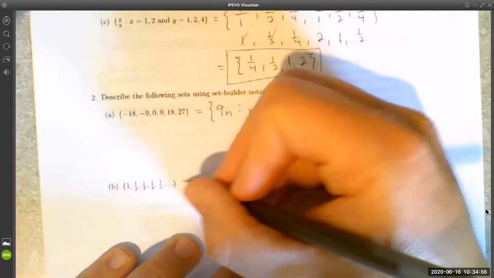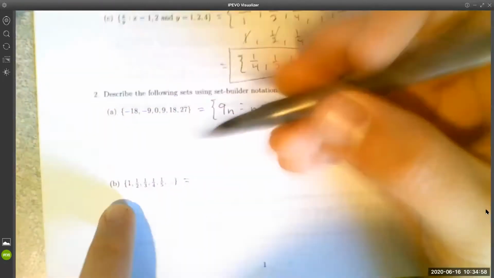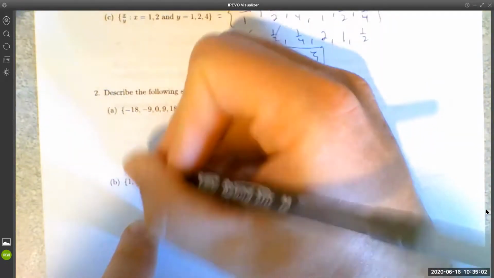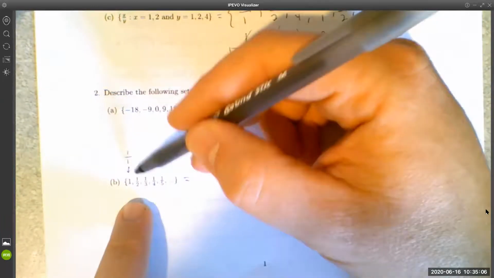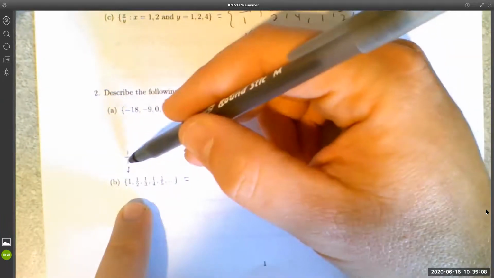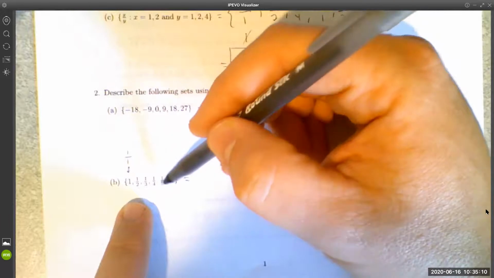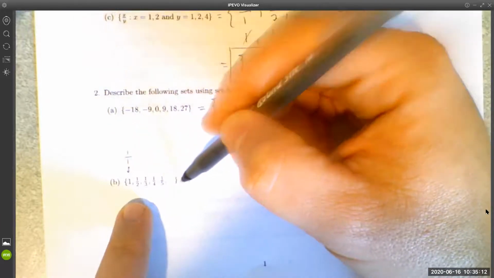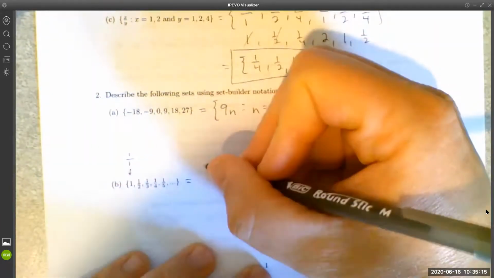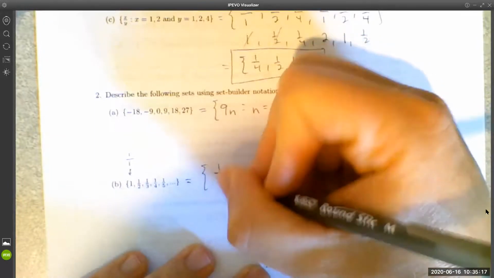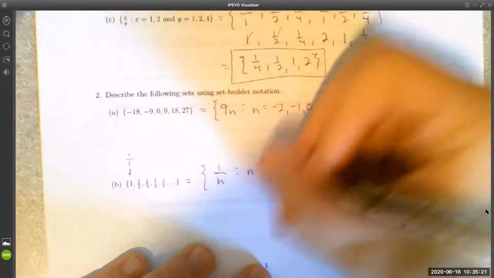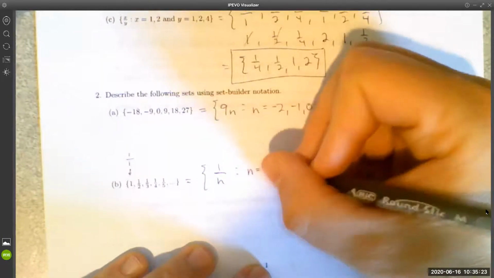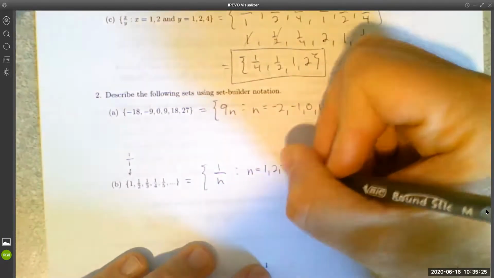When I see part B, well, I'm starting with 1, but I can think of that like 1 over 1. And so what I notice is that the numerators are all 1s, but the denominators are increasing: 1, 2, 3, 4, 5, and this keeps going on and on forever. So I think what this is looking like is 1 over n, where n is equal to 1, 2, 3, and so forth.